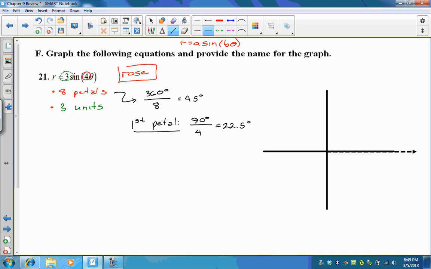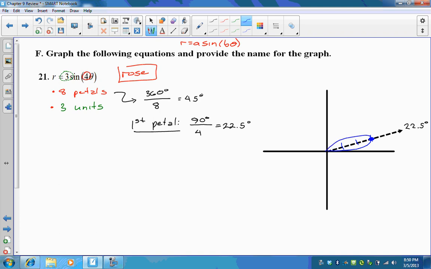So here I am at 0. I'm just guessing 22 is going to be about right there. It doesn't have to be exact, just ballpark it. So 22.5, and then I will move out 3 units in that direction. 1, 2, 3 units. That's the tip of my first petal. So the first petal is going to come out like this.